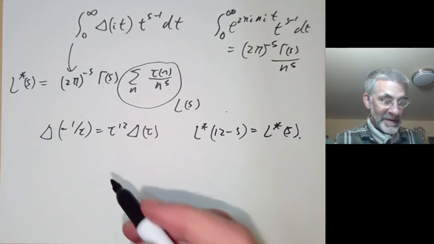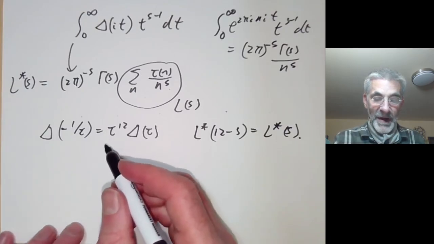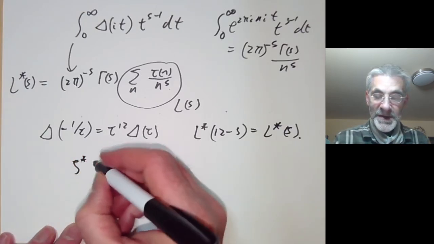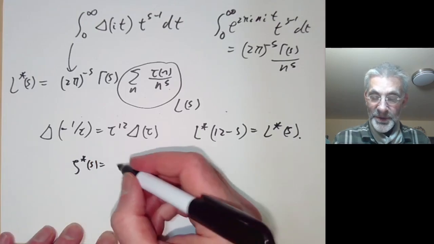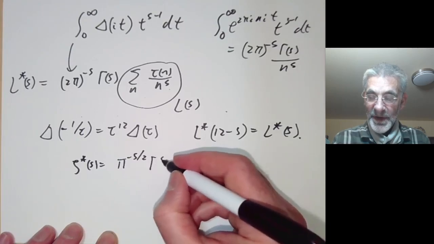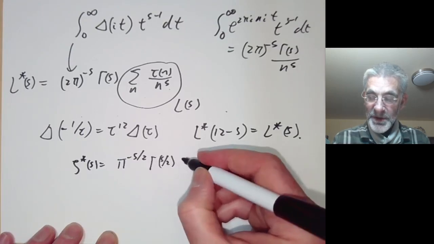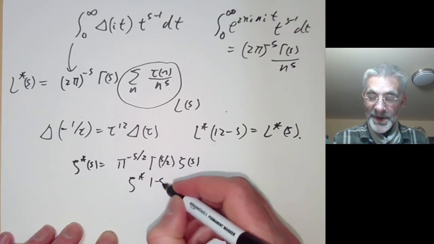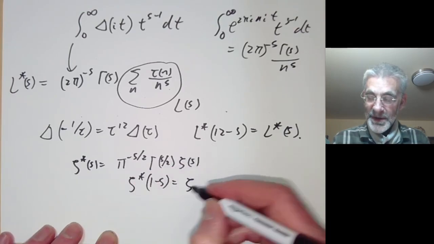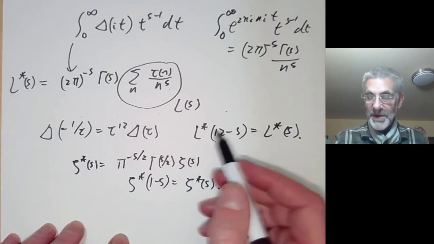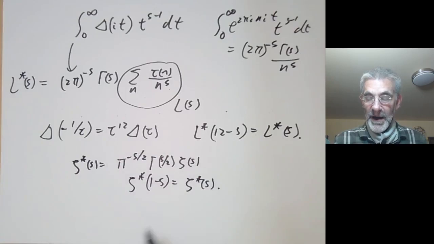And you notice this is very much like what happened for the Riemann zeta function. So if we put zeta star of s equal to pi to the minus s over 2 times gamma of s over 2 times zeta of s, then we have zeta star of 1 minus s equal to zeta star of s, which is the functional equation for the Riemann zeta function. So it's sort of just like this.